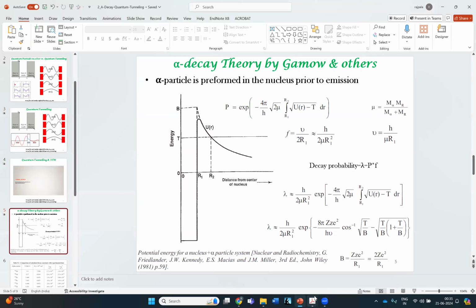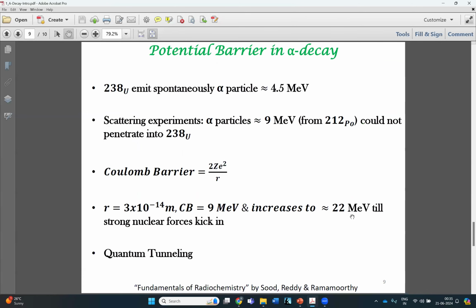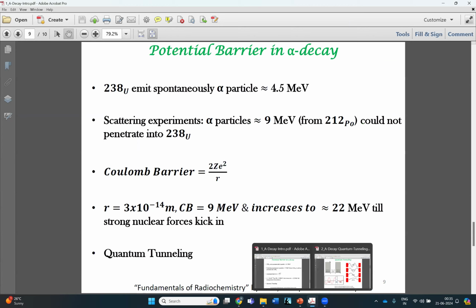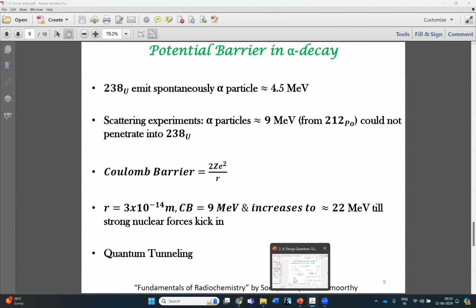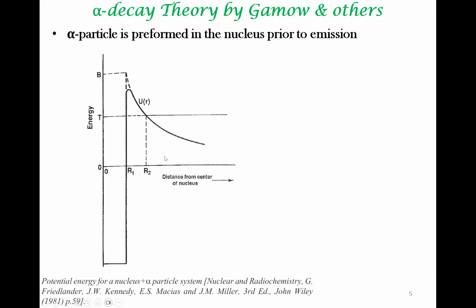In the previous lecture, we mentioned that when the Coulomb barrier peaks, after some distance the strong nuclear force kicks in, right? That is what we are showing here. Up to some distance, the strong nuclear force is not felt by the alpha particle, but beyond this distance, the alpha particle feels the strong nuclear force. So there is a deep attractive interaction.